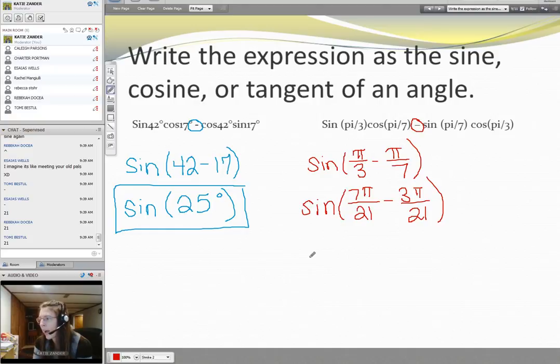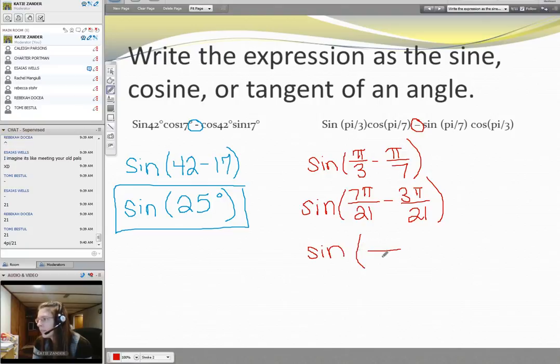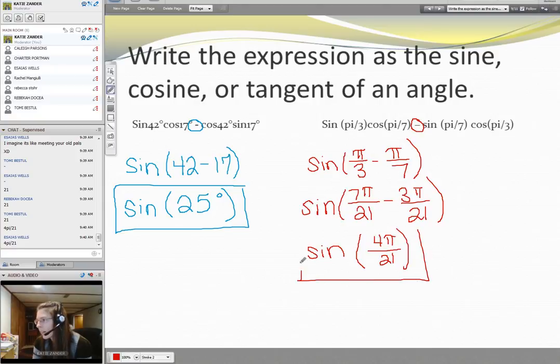What is 7 pi over 21 minus 3 pi over 21? 4 pi over 21. Good. That's definitely not on the unit circle. Well, like a specific point, I should say. Questions with the first two?